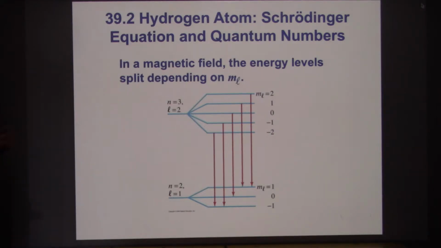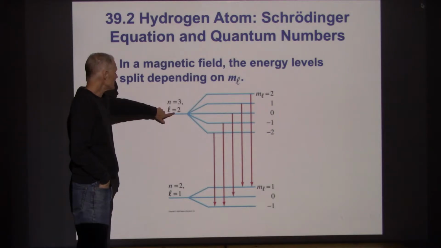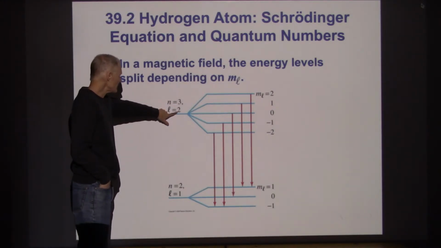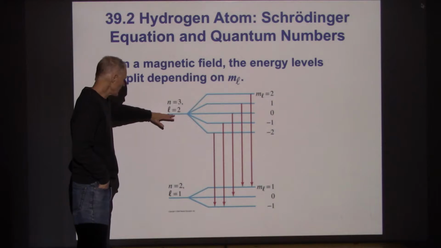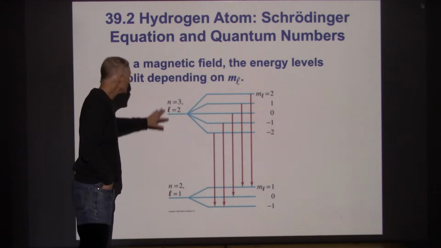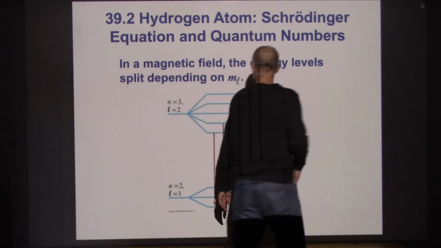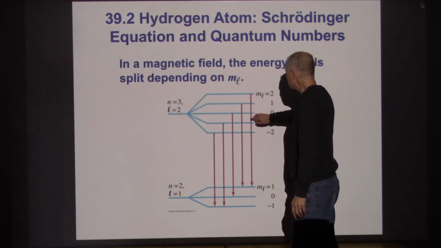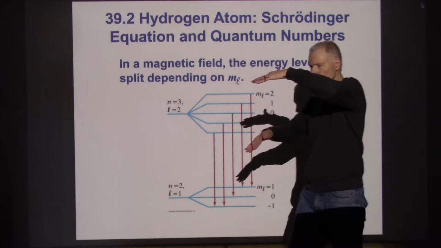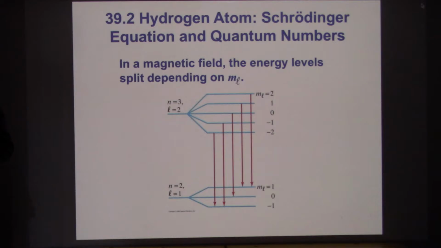In a magnetic field, let's say we've got a 3D state that the electron is in, and down here we have a 2P state. So we're going from 3D to 2P, and in a magnetic field, that angular momentum will show up as an energy difference. If there's no electric field and no magnetic field around, these angular momentum directions don't make a big difference. But in a magnetic field, they do.